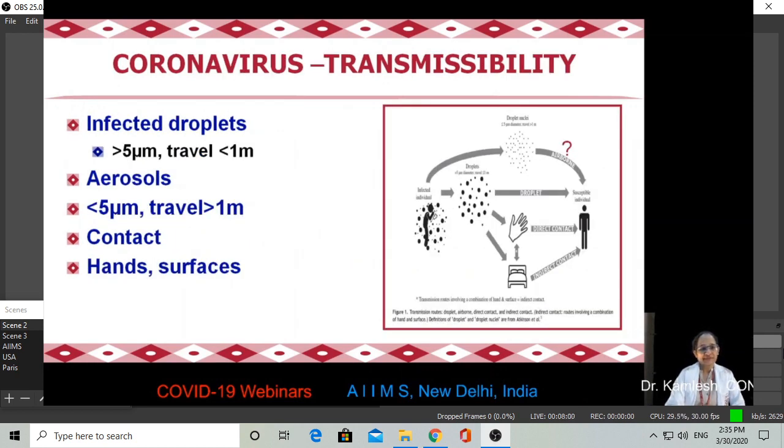Now, coronavirus transmissibility, if we take a look at that, infected droplets which are larger than 5 micrometers can travel only up to less than 1 meter. But aerosols might also be generated because of certain procedures, for example, bronchoscopy. If the particle size of the new coronavirus is less than 5 micrometers, then it can travel more than 1 meter. That would be in the form of aerosols, which is generally seen to be a lesser condition. But the other mode of transmission can be contact, both direct and indirect.